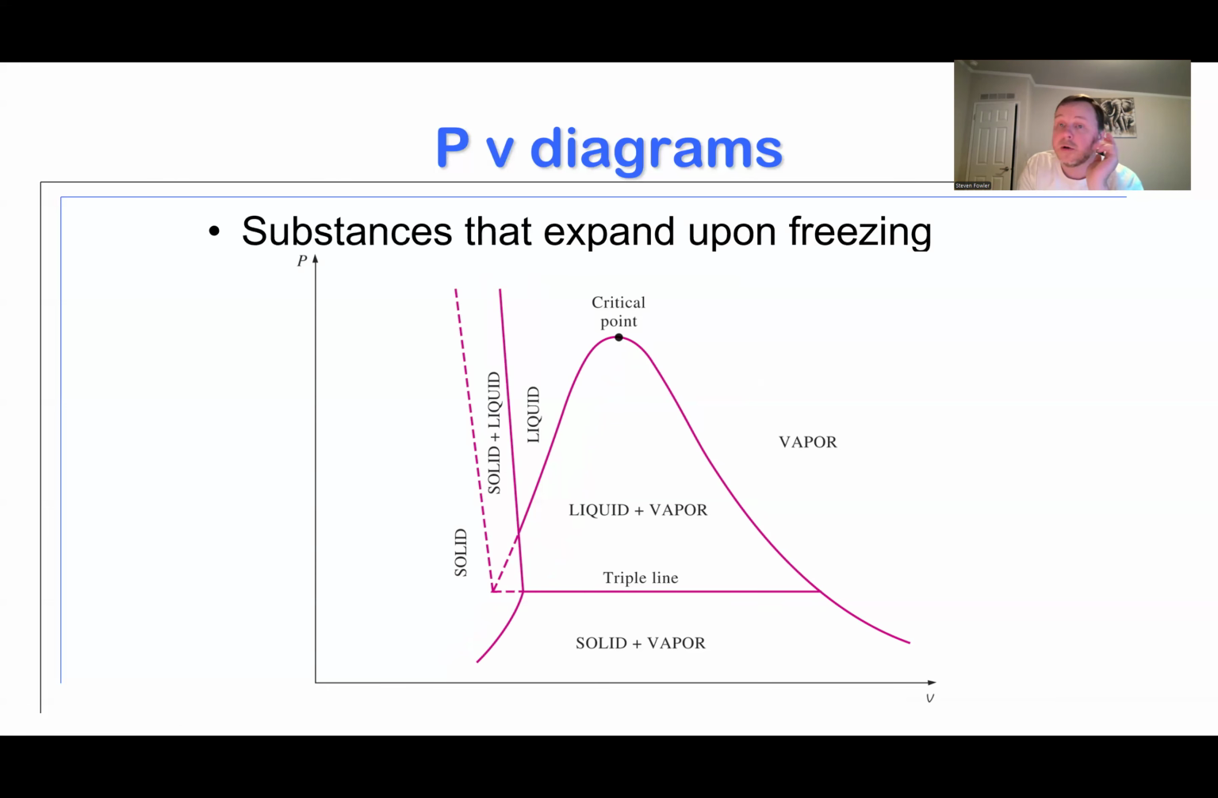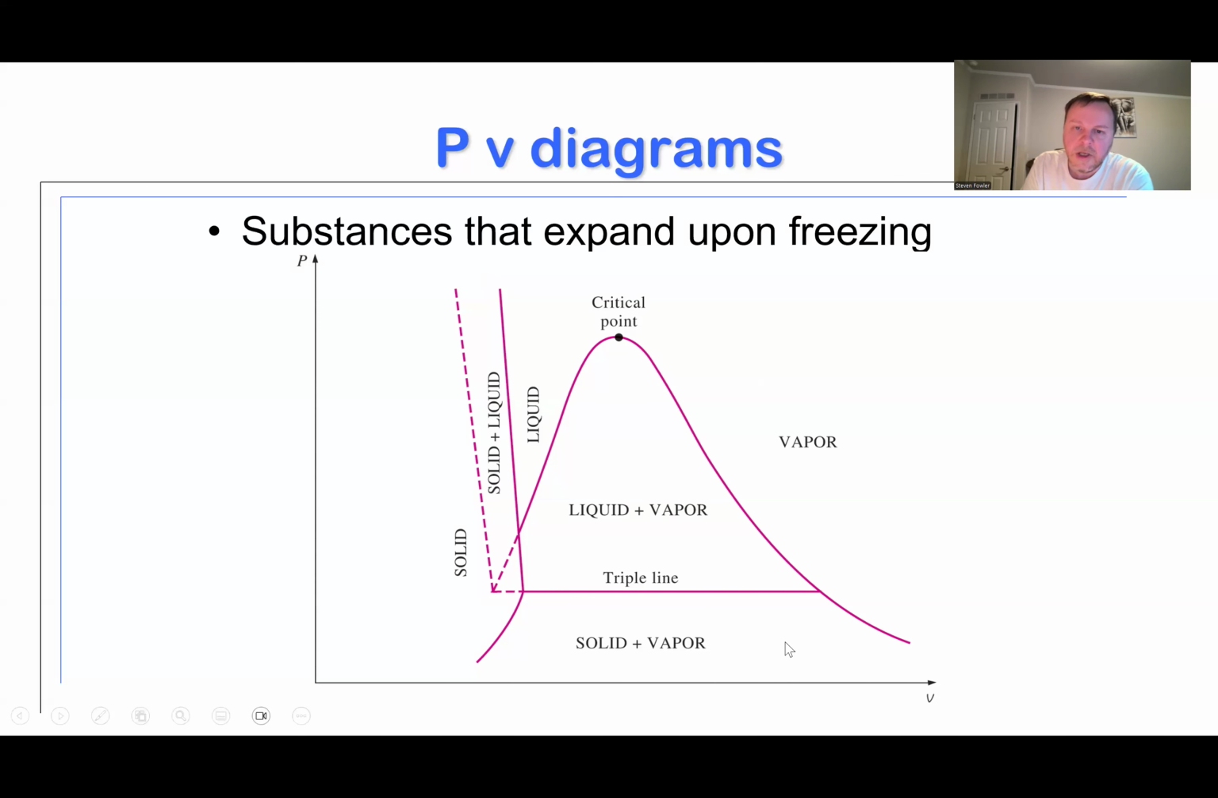So things like water, for example. I think molybdenum and a few rare earth metals. There are some substances you can go look up that do expand on freezing. And if they do that, the reason for these dotted lines is there's a bit of a wrap around of this region that overlaps these other lines. So it's a little easier to see when we see it in three dimensions.